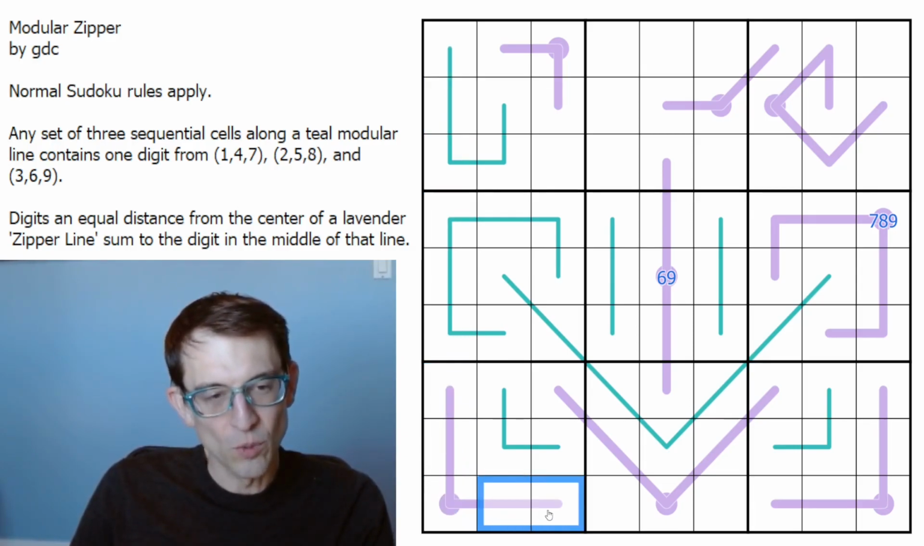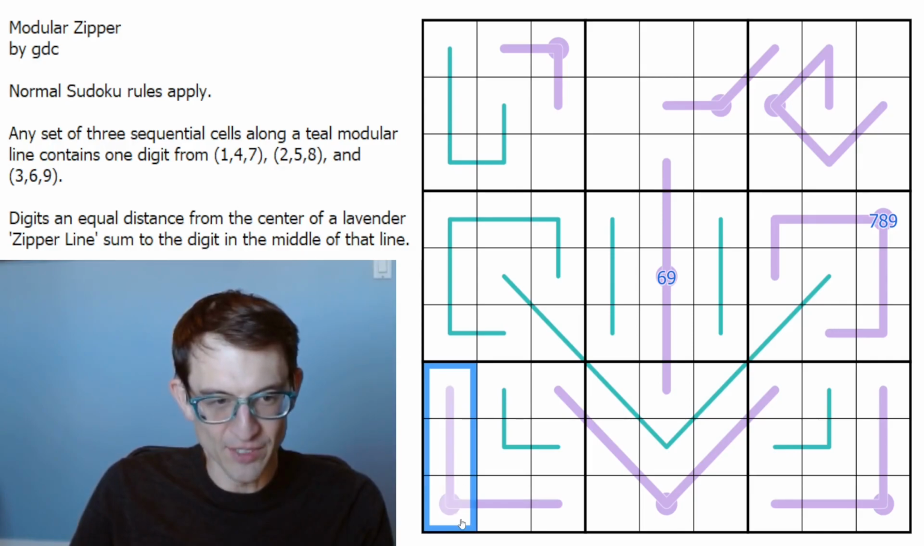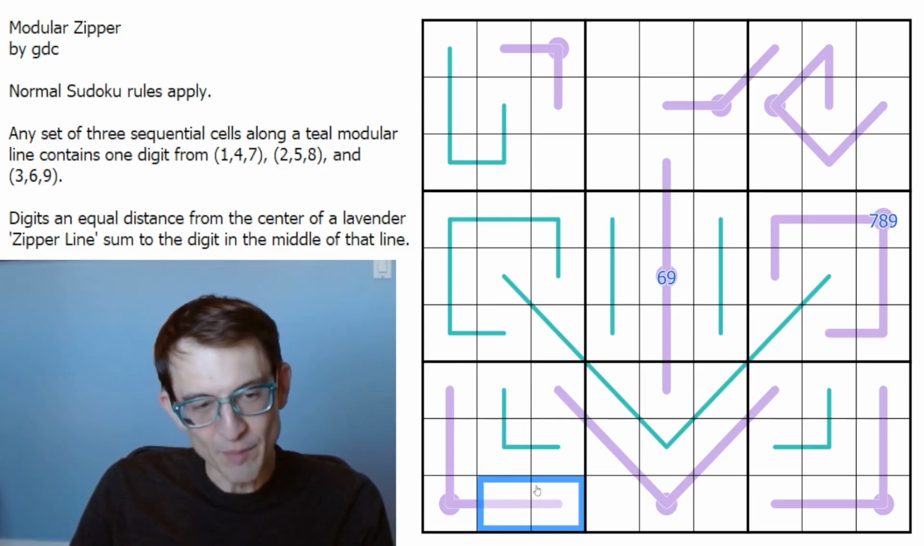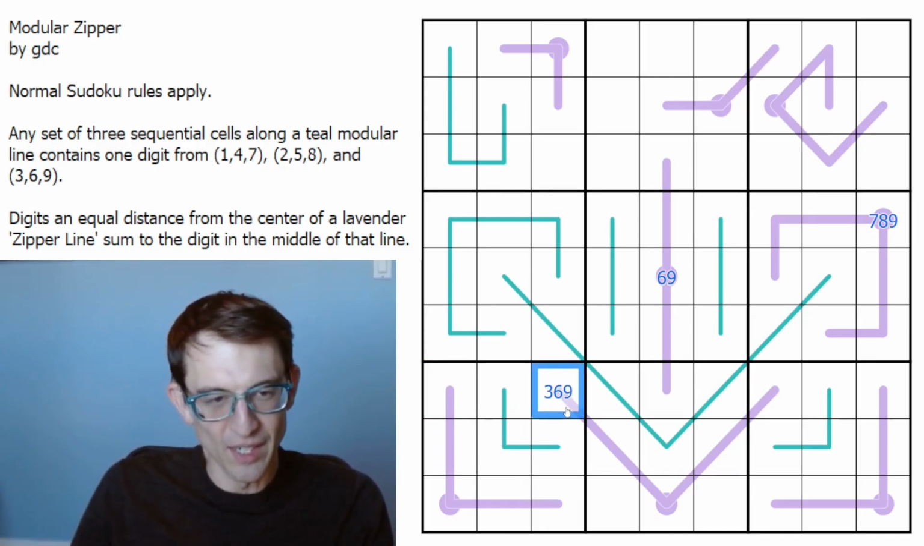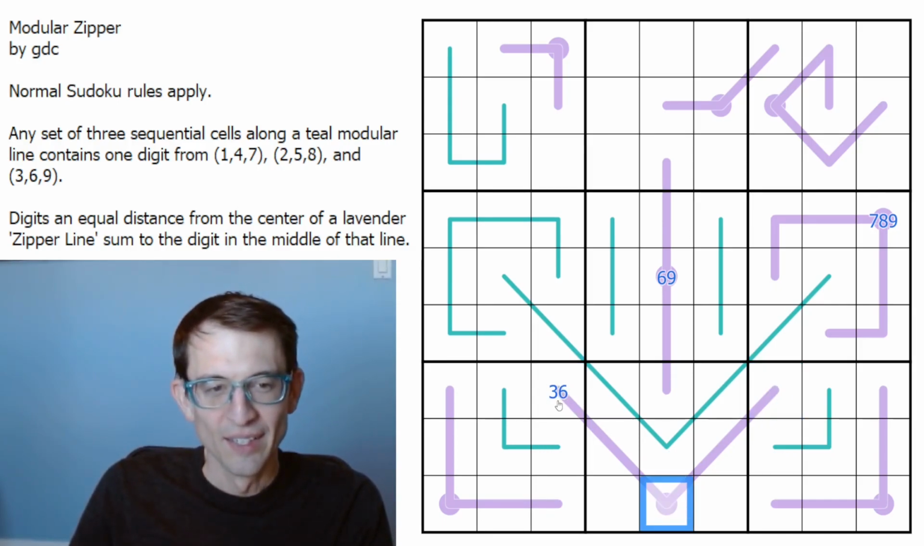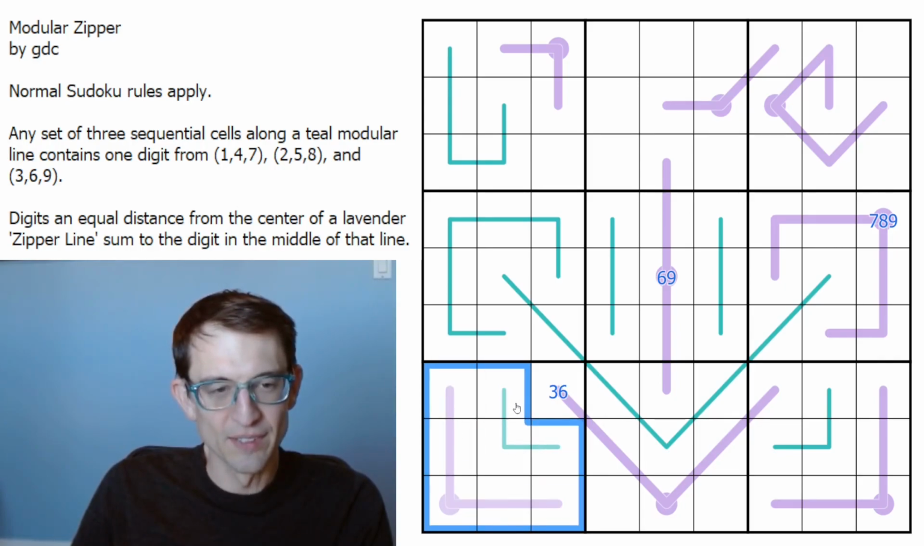So what does that mean? So that I never end up with a mod 3 number here. And I have kind of 3 different modular lines here. These all have to be different, these all have to be different, and so what's left, those 3 all have to be different. These can't be 3, 6, 9, so this has to be 3, 6, 9. But it can't be 9 because it's on a zipper line, and 9 plus whatever will sum to something more than 9. So this is 3 or 6.